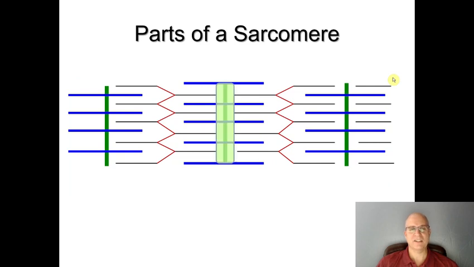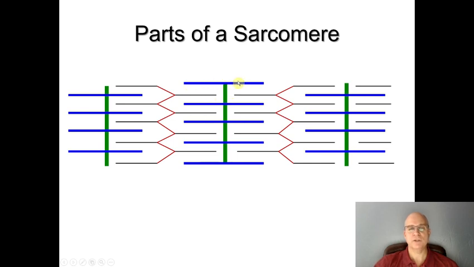All right, next. Notice the green rectangle I put on our area here. I'm going to take it away, and I'll put it back. So this represents our H zone. So when I take it away, here's our M line, smack dab in the middle of our dark band here. So surrounding the M line on either side, we've got this H zone.